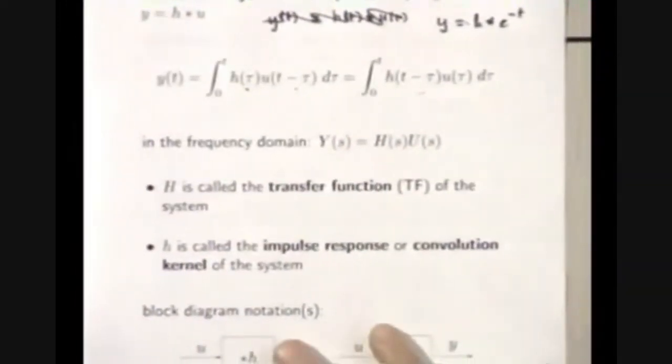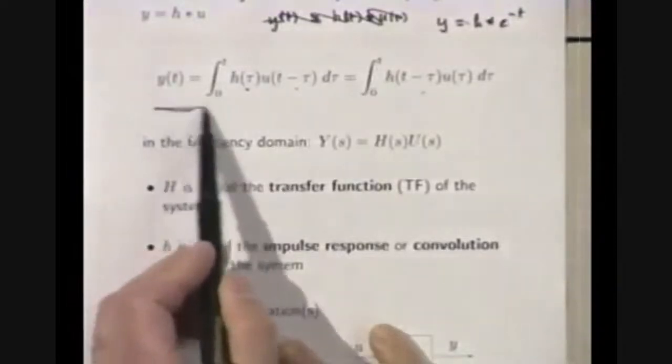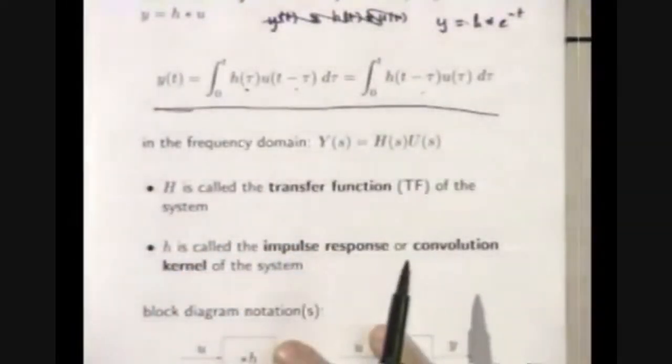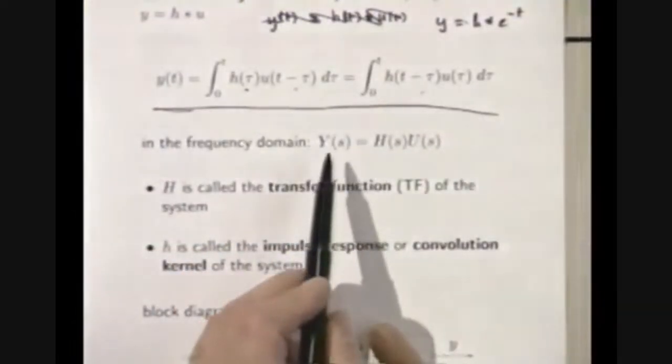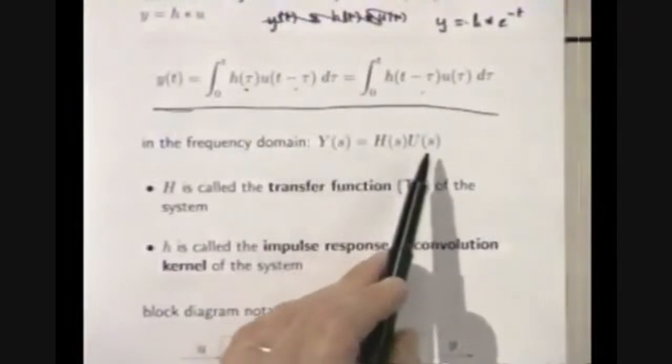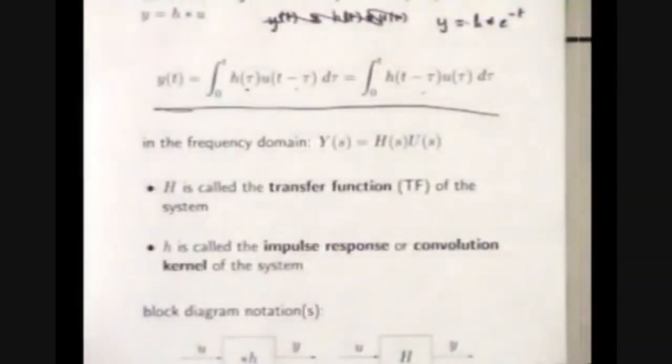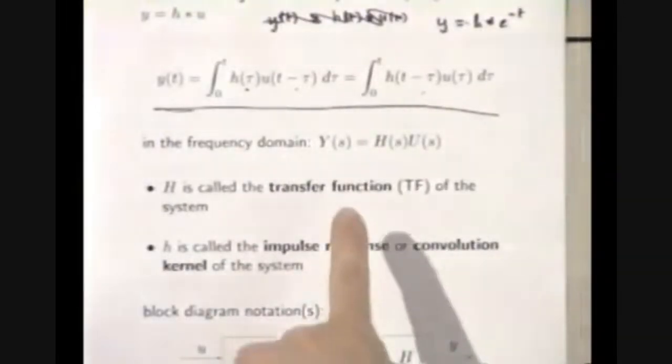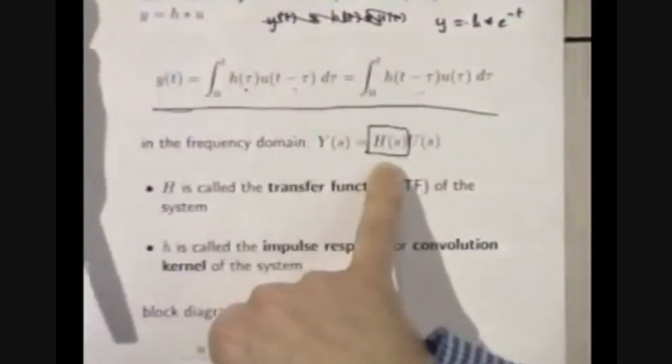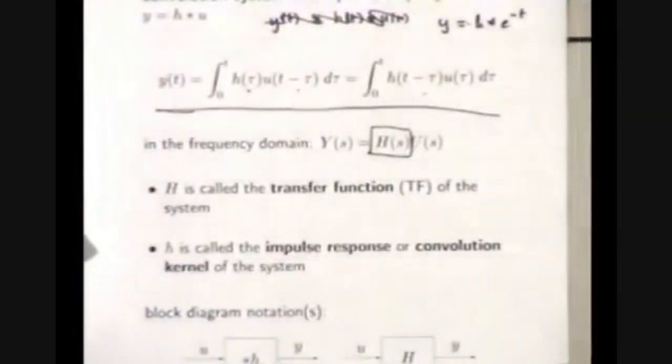Okay? Now in the frequency domain, this relation here is a lot easier to understand. It's simply y of s equals h of s times u of s. It says in the frequency domain, one signal is a multiple of another with this rate, this proportionality constant or whatever. That's called the transfer function of the system.